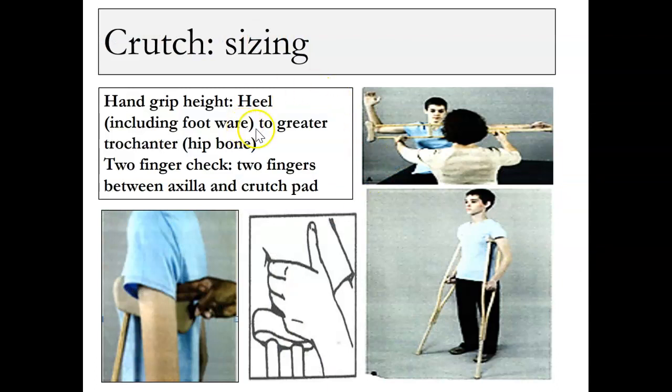Crutch sizing. The hand grip height, this right here, goes right around your hip, right at trochanter level. It is right there. And a good simple check to see if the pad's in the right spot is a two-finger check. Got like 3 fingers in it, but at least 2 fingers right there is good between the top of the pad and your armpit. Don't want it jammed up into the armpit.